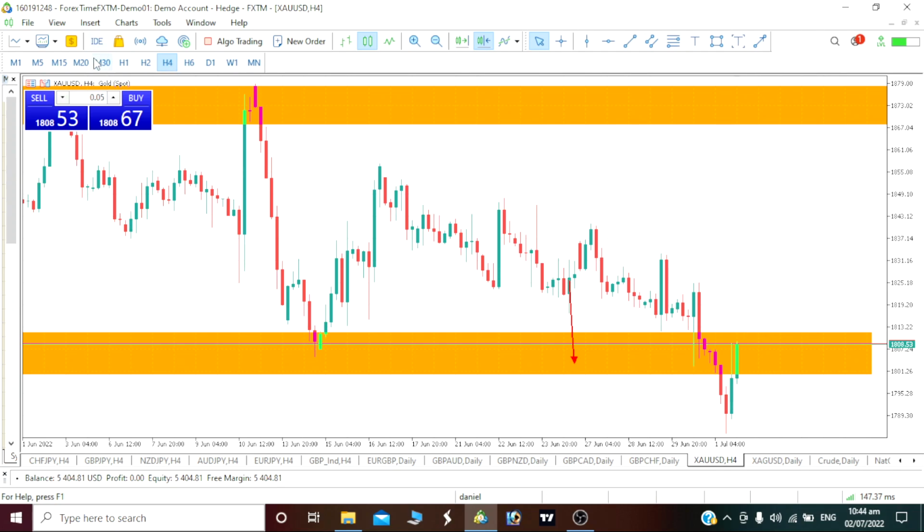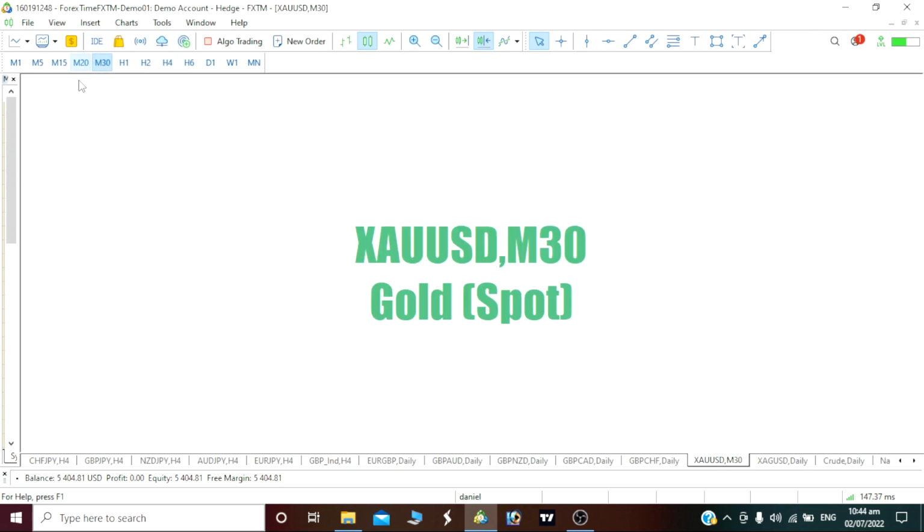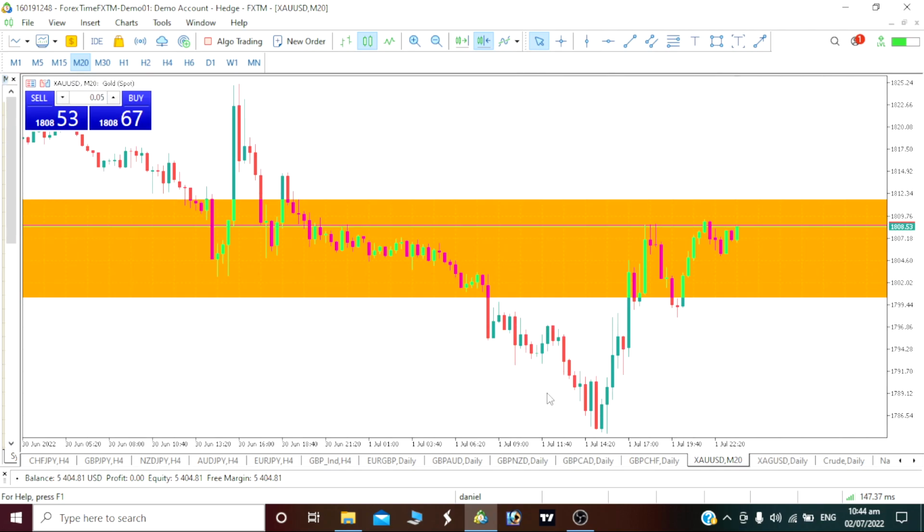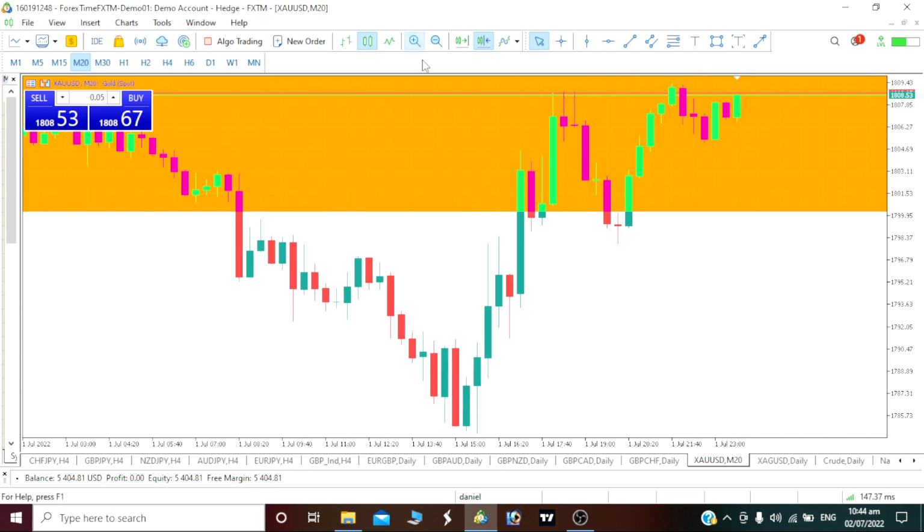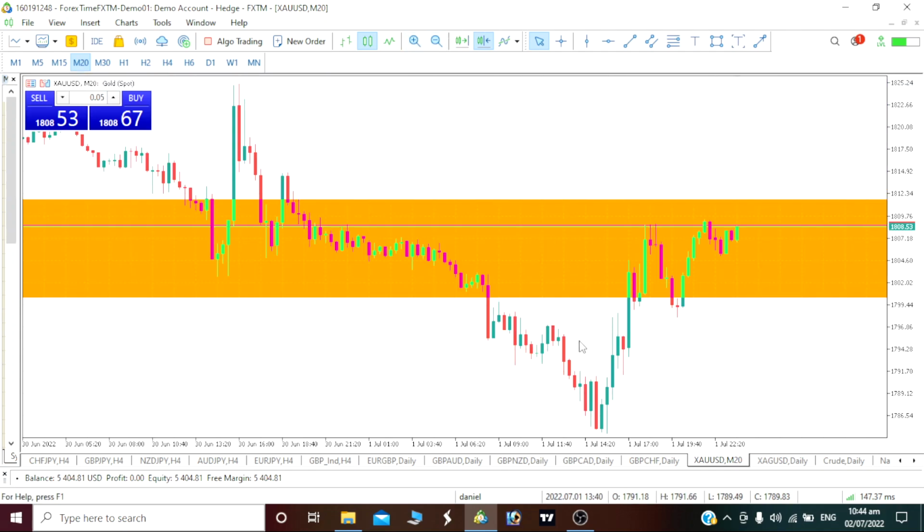Now let's take a look. Before you actually take your buy on gold, I will advise you go to your 20-minute time frame or your 30-minute time frame on this our gold spot to our USD. When you see multiple break of structure upward, I'll say it is a good time to actually take our buy position.